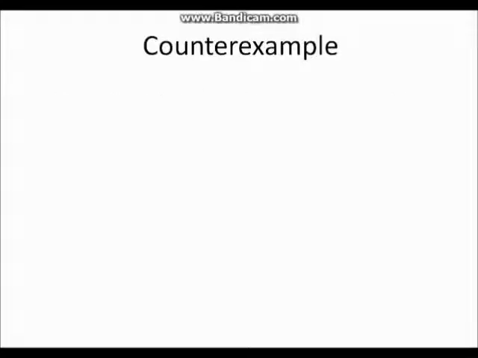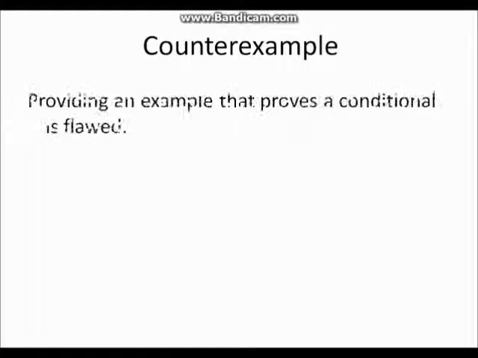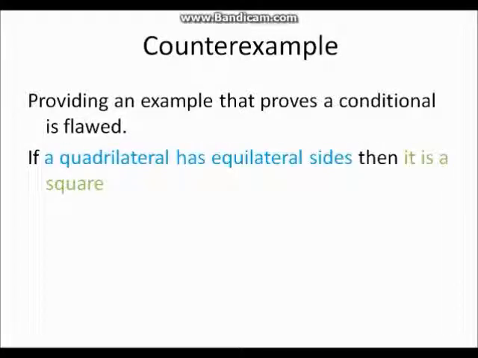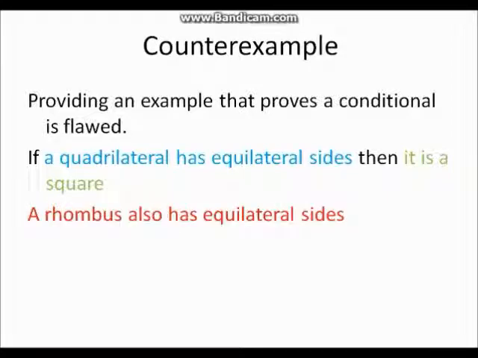Lastly, we have the counterexample. This is when you provide an example that proves that a conditional, or another phrase, is flawed. An example of this, if a quadrilateral has equilateral sides, then it is a square. And if you were, let's say you're given a problem where someone used this proof and you're told to find out what they did wrong, you would give them the counterexample to show, well, what they did wrong is they didn't consider a rhombus also has equilateral sides, but it's not a square. So you're proving that the result isn't the only result for that statement. That's how counterexamples work.